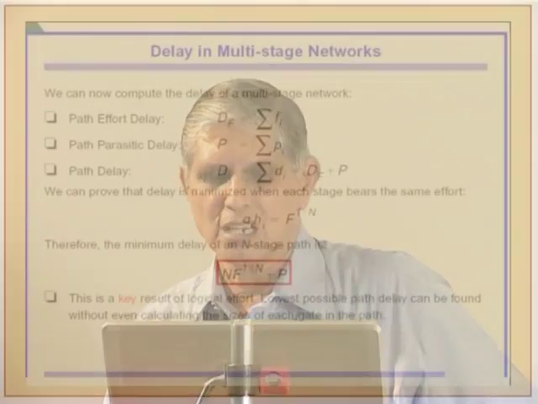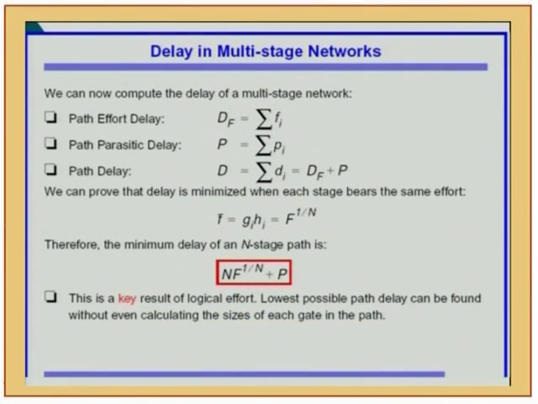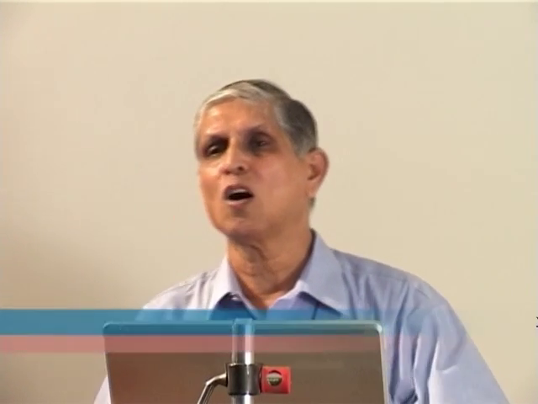Now we can compute the delay of a multi-stage network. We say the path effort delay is the sum of f_i, the path parasitic delay is all P's summed together, and the path delay is D equals DF plus P. Now that P has to be there. If I have N stages of such blocks, the f1, f2 will be G1 H1, G2 H2, G3 H3, G4 H4, G5, the product of all of them.